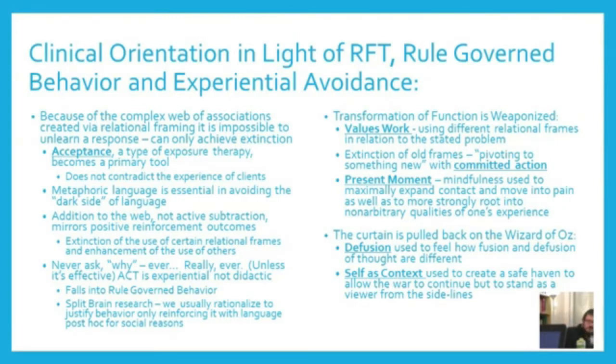So what in ACT we're trying to do is use the transformation of function to our benefit. We're weaponizing that sucker. There are six processes that ACT uses to do that. One is values work, where you're trying to use different relational frames in relation to these stated problems, so it's no longer that problems are bogging you down, but you're introducing values work in such a way that it motivates change.